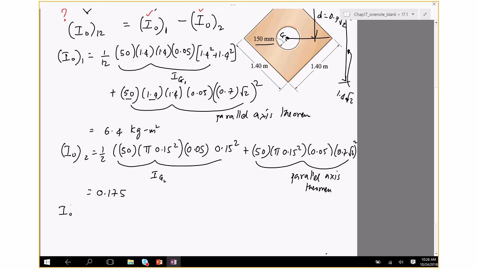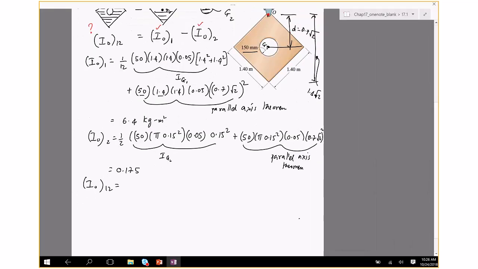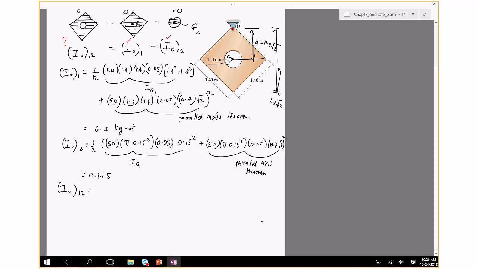So the final step is to find the inertia of the composite object consisting of the plate with a hole. So that's going to be 6.4 minus 0.175, and the answer is 6.23 kg meter square.